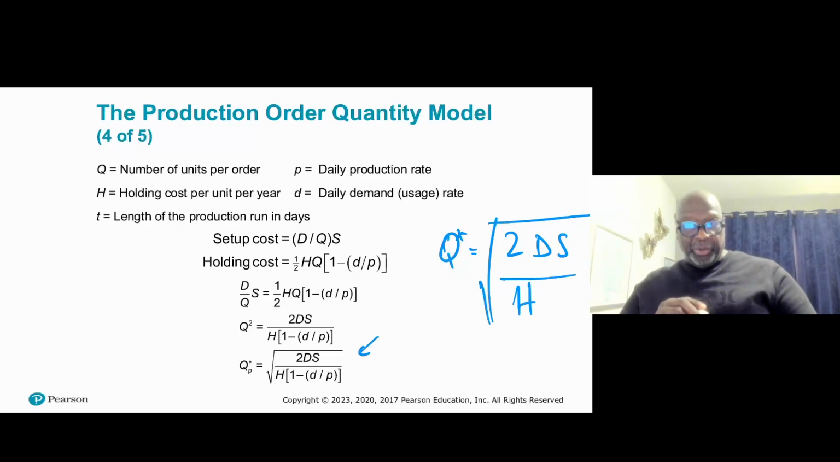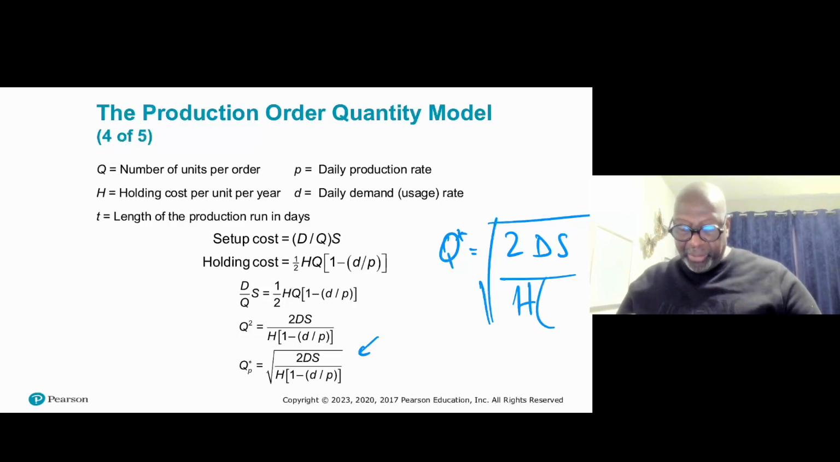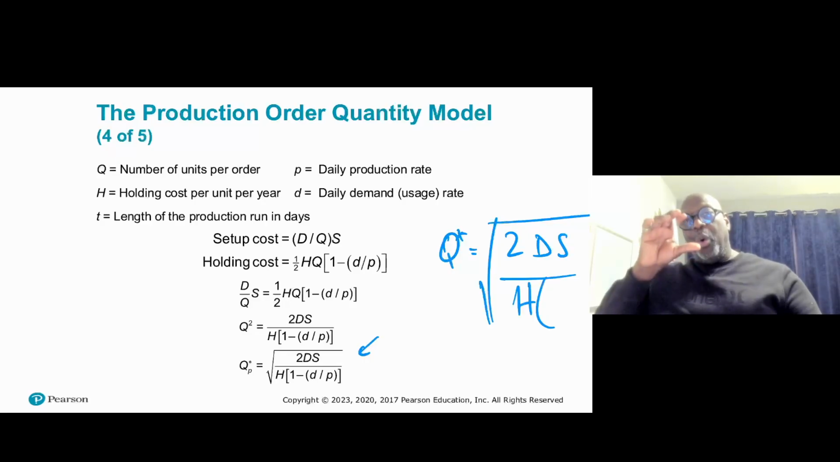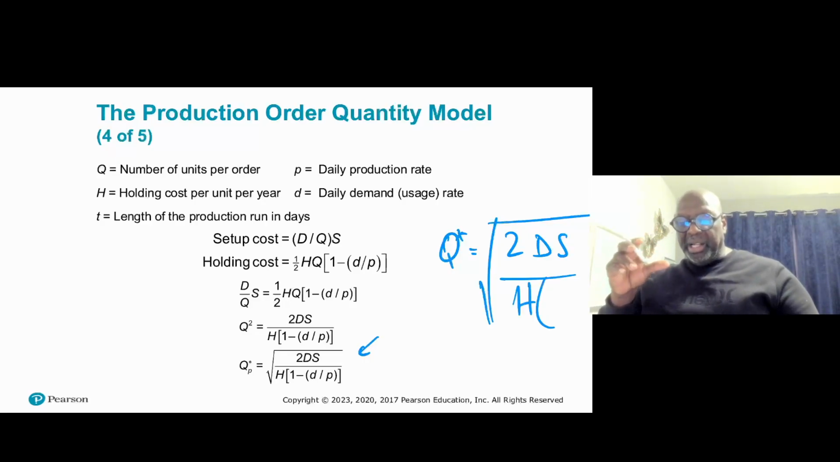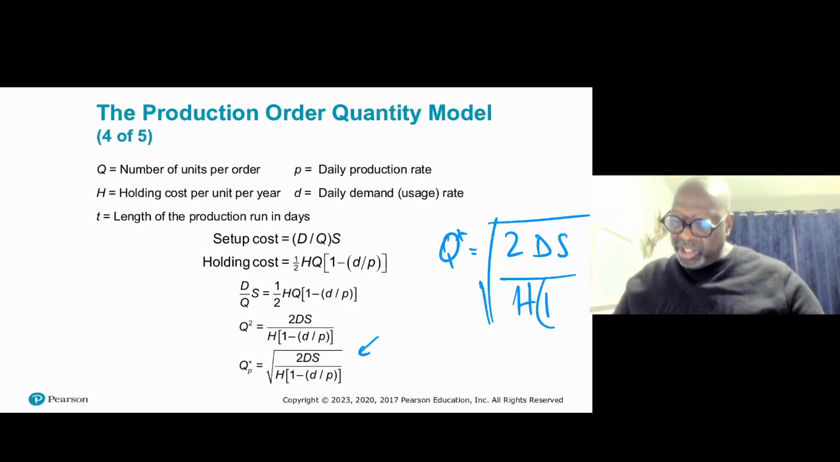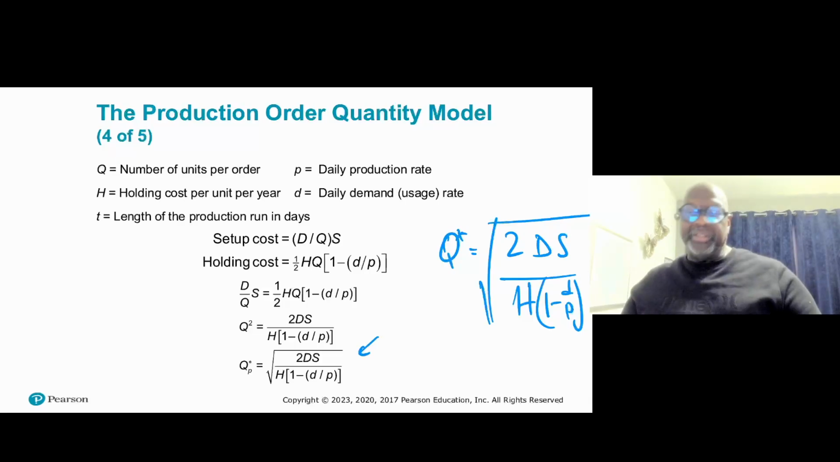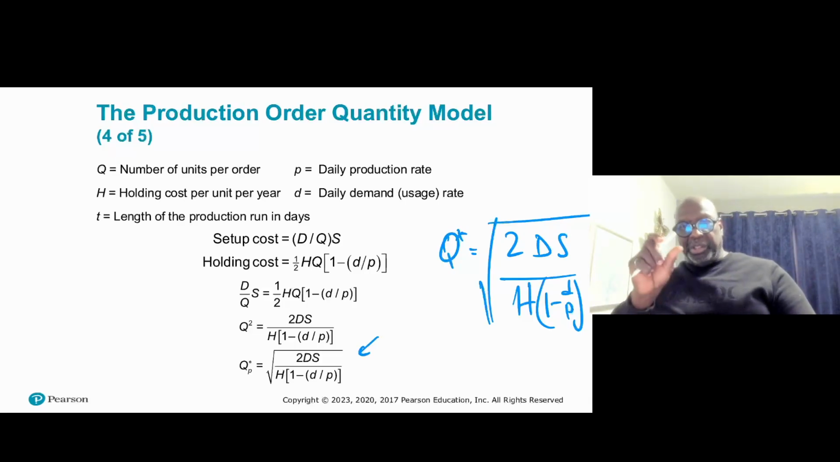Now that would have been the EOQ model, except that now we have to adjust because we are holding slightly less inventory. We are adjusting by this factor D over P. So what does that do? It reduces the effect of our holding costs, because not all of the units that we produce are going to be held. Only a portion of it is going to be held.